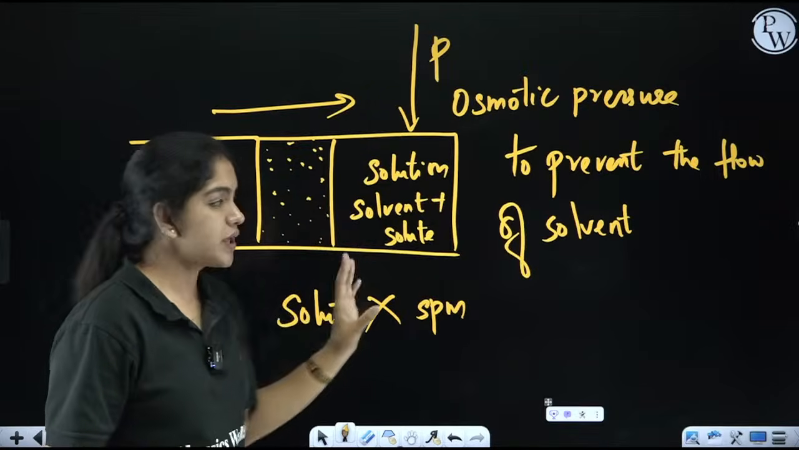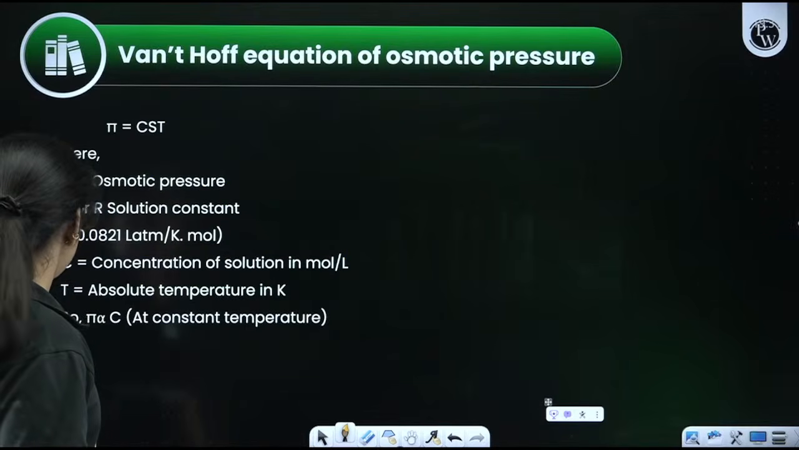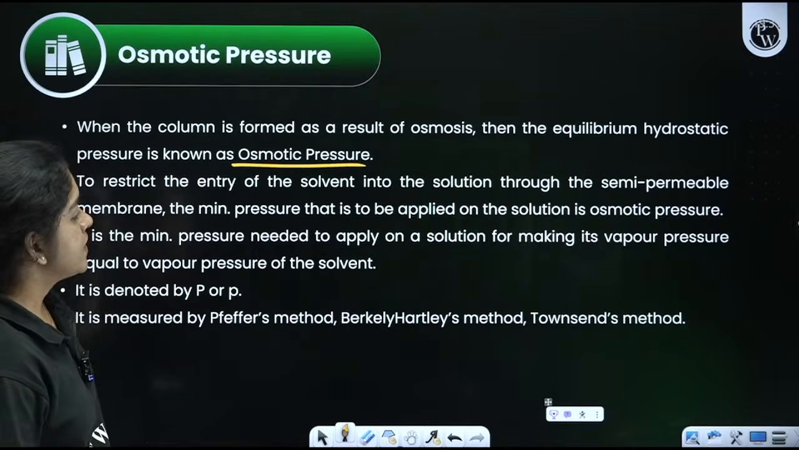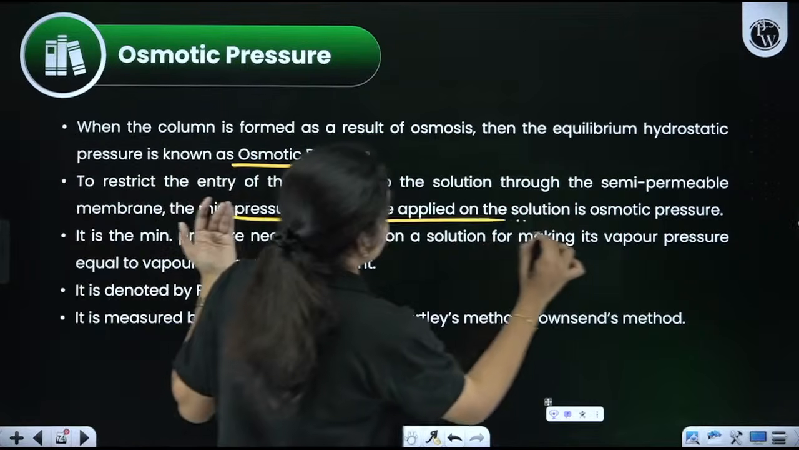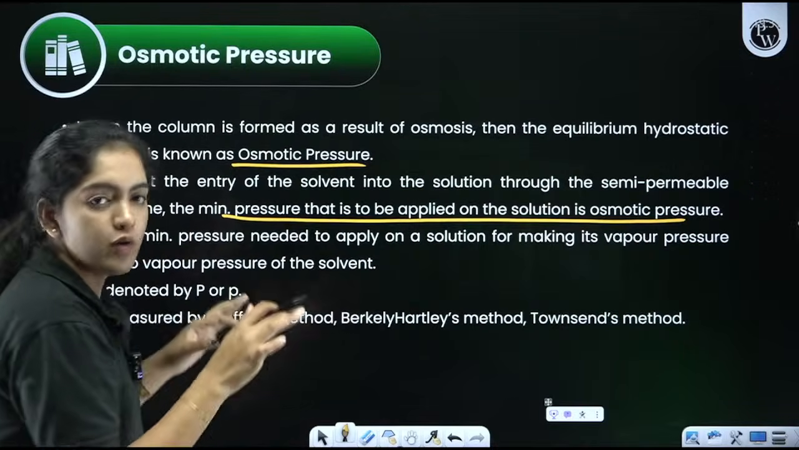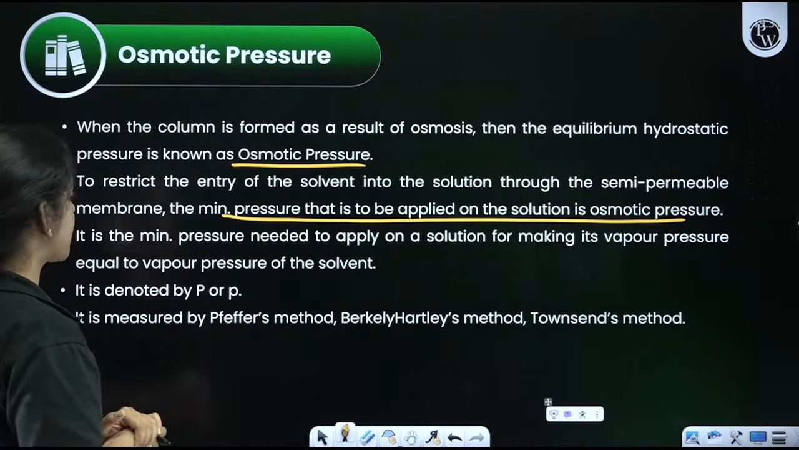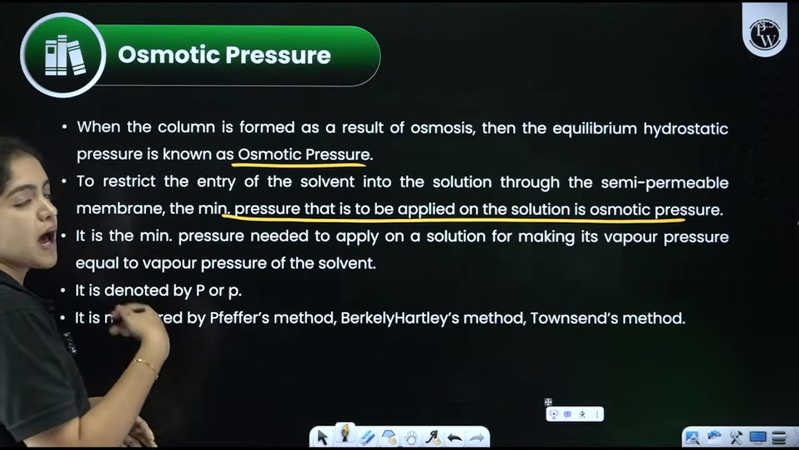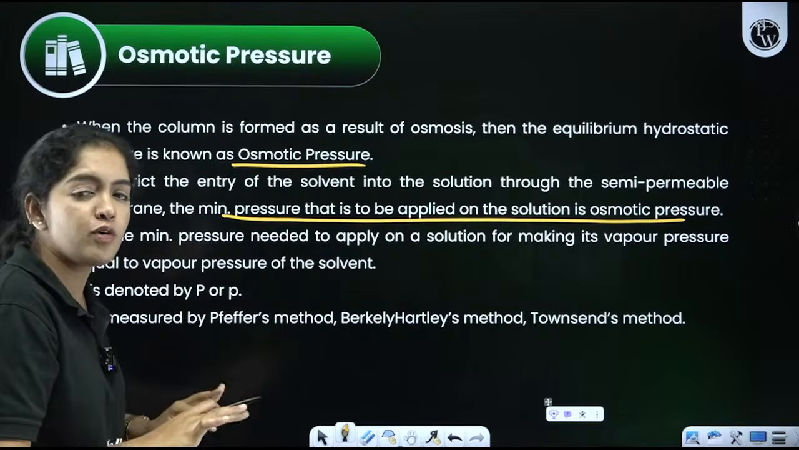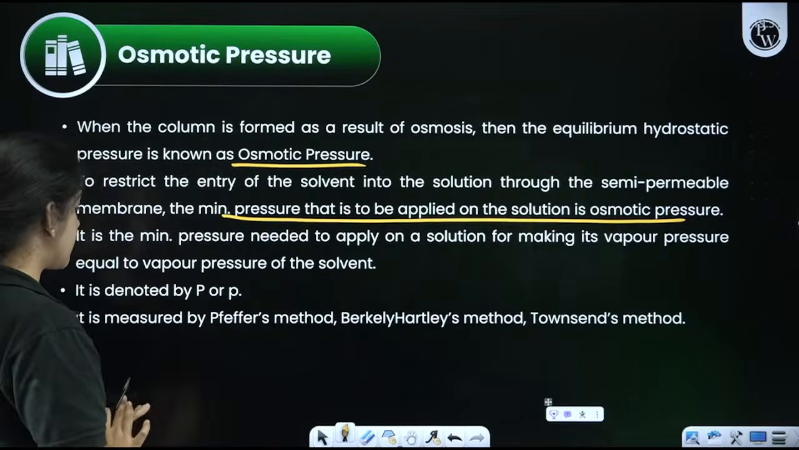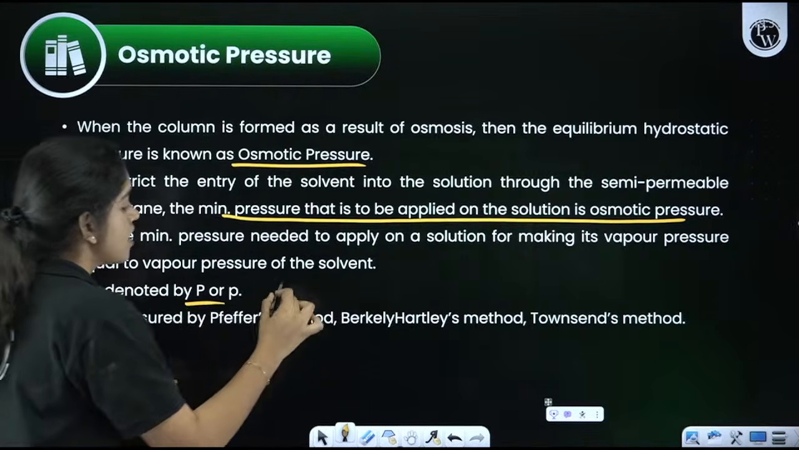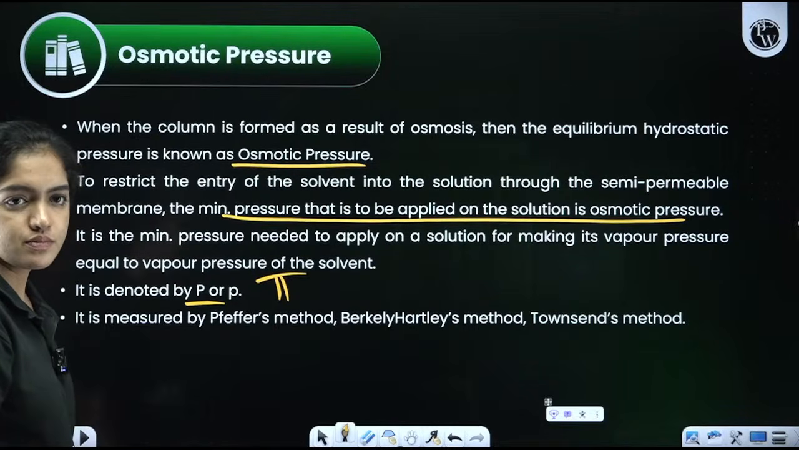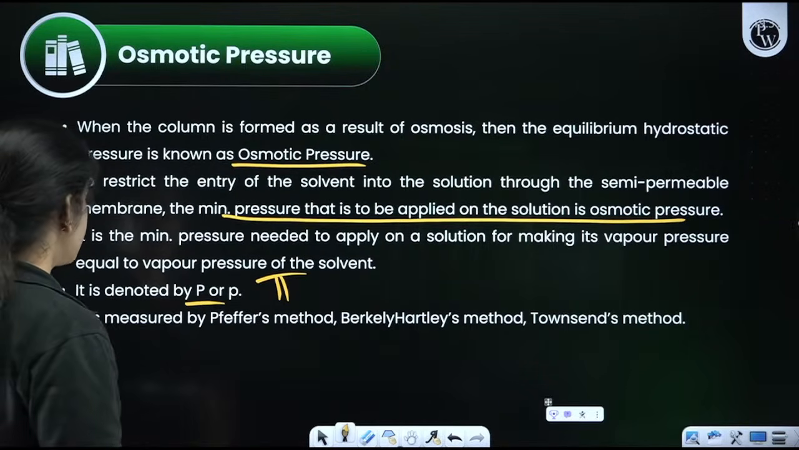Okay. So, the pressure that can be applied on the solution to stop the flow of solvent is known as osmotic pressure. So, what is osmotic pressure? That can be asked for 1 mark. What is osmotic pressure? The minimum pressure applied on the solution side to stop the flow of the solvent is known as osmotic pressure, and it can be denoted by P or like pi. Okay. Clear?